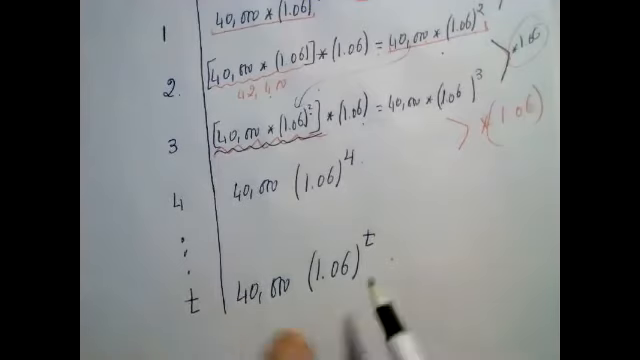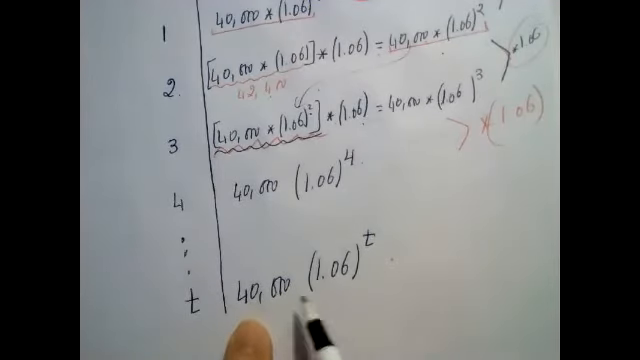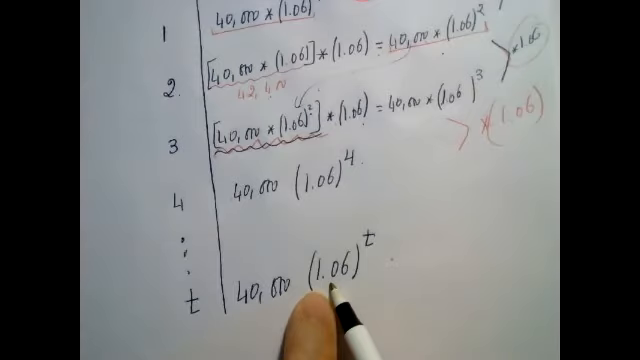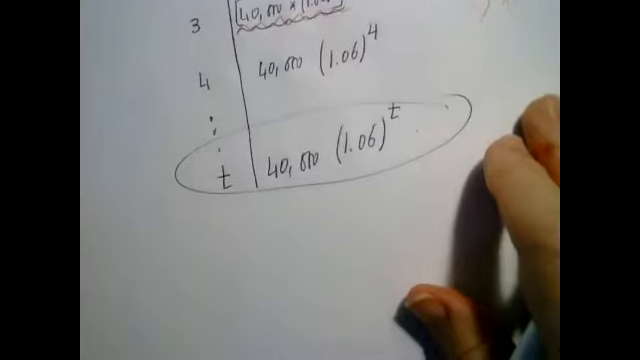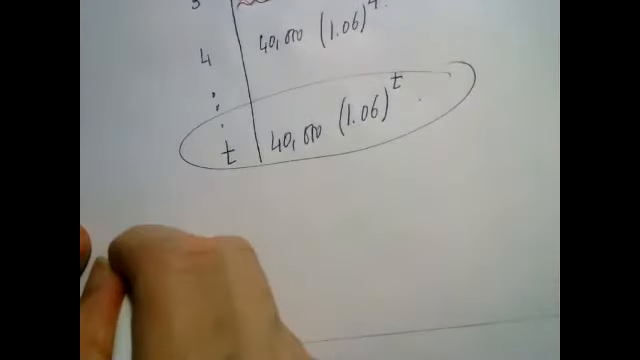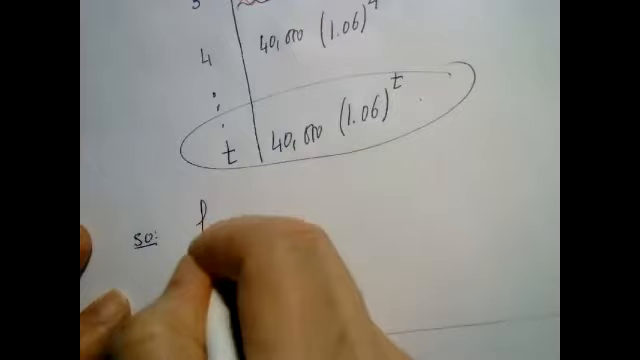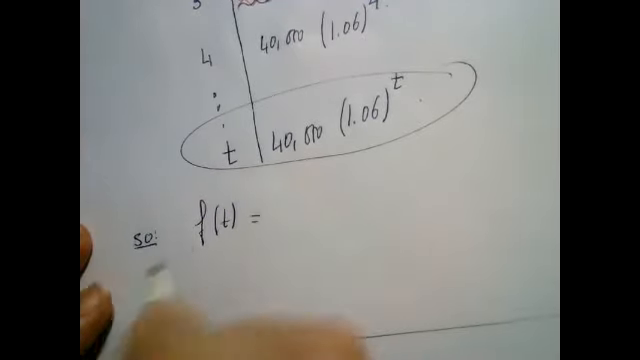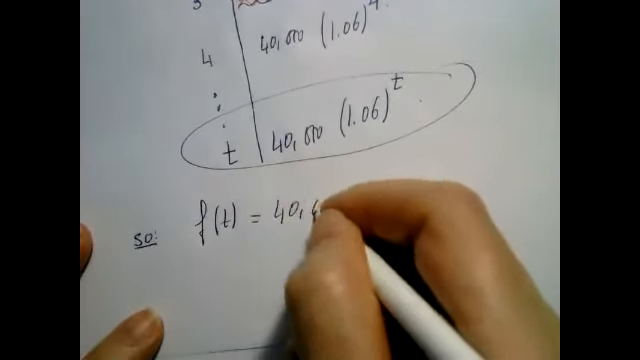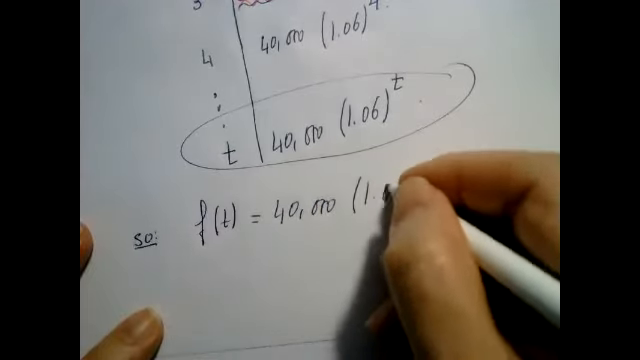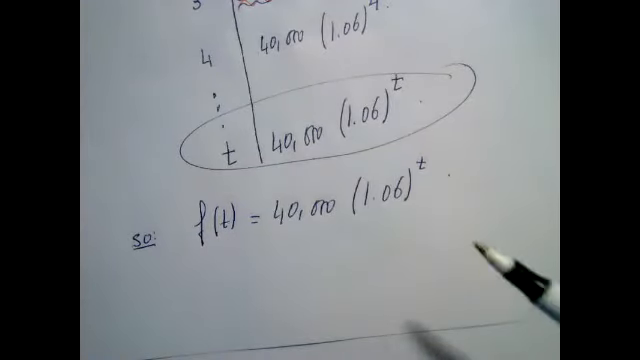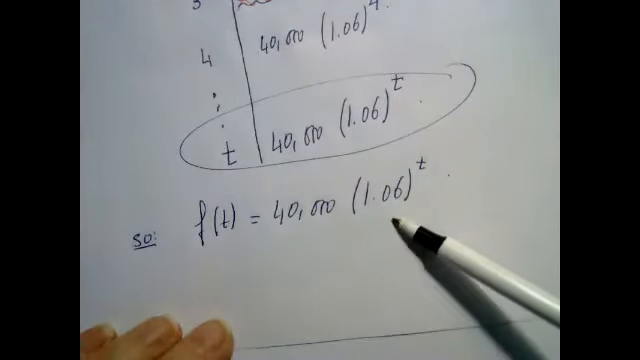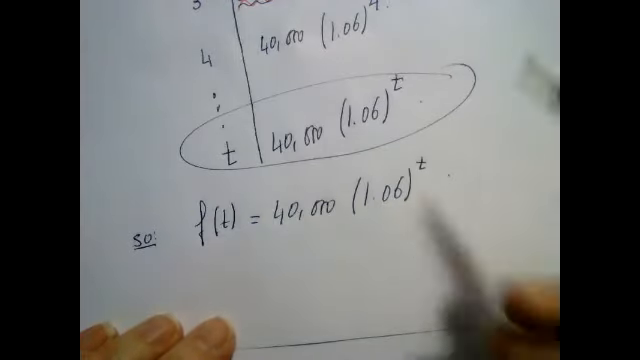So after t years, his income would be the initial value times 1.06, that's the b in this case, to the power t. That's the formula for this kind of growth. So f of t in this particular scenario is going to be 40,000 times 1.06 to the power t. That's a typical exponential function. It represents a quantity which is increasing at the constant rate of 6% every year.